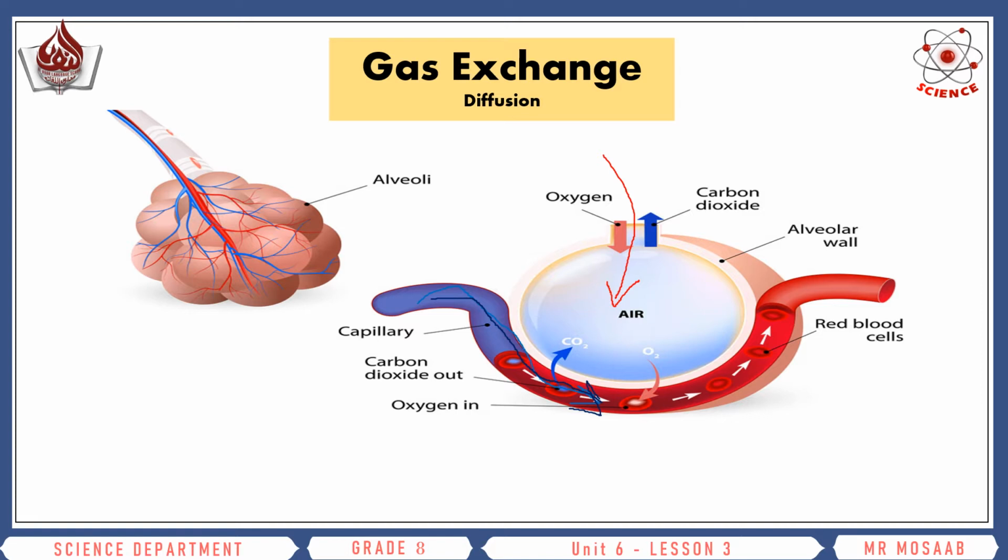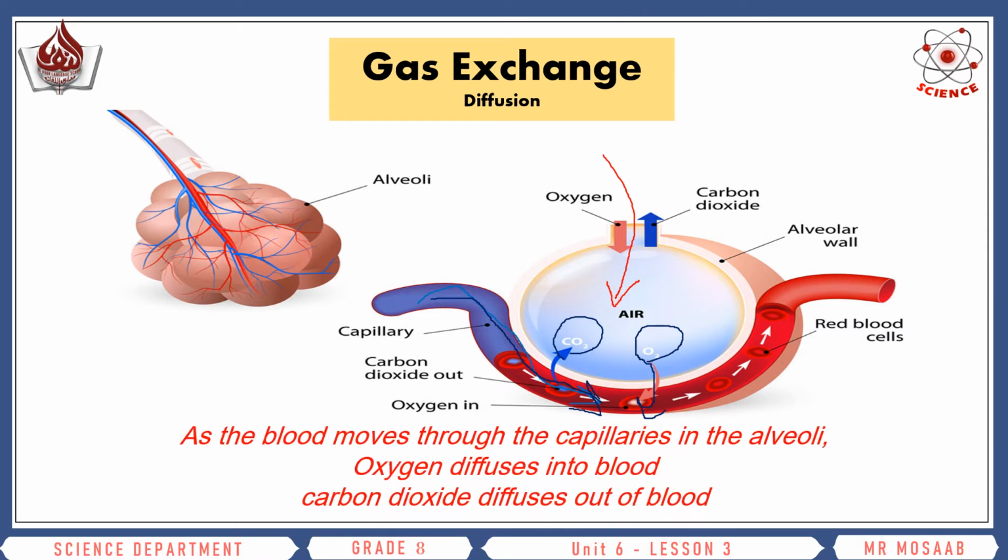Oxygen moves from the air to the blood, and carbon dioxide moves out of the blood. As the blood moves through the capillaries in the alveoli, oxygen diffuses into the blood and carbon dioxide diffuses out of the blood. Who can say why? Why does carbon dioxide diffuse out of the blood? Exactly, because carbon dioxide has a higher concentration in the blood.